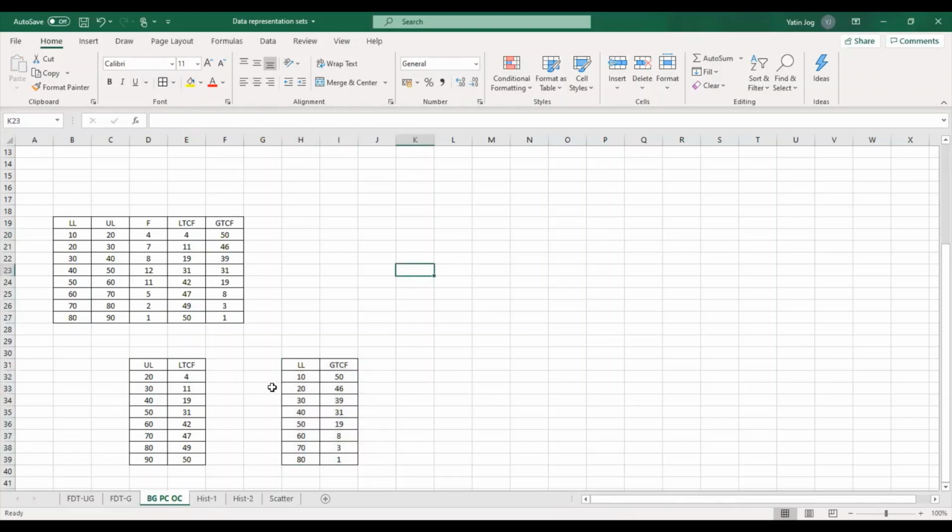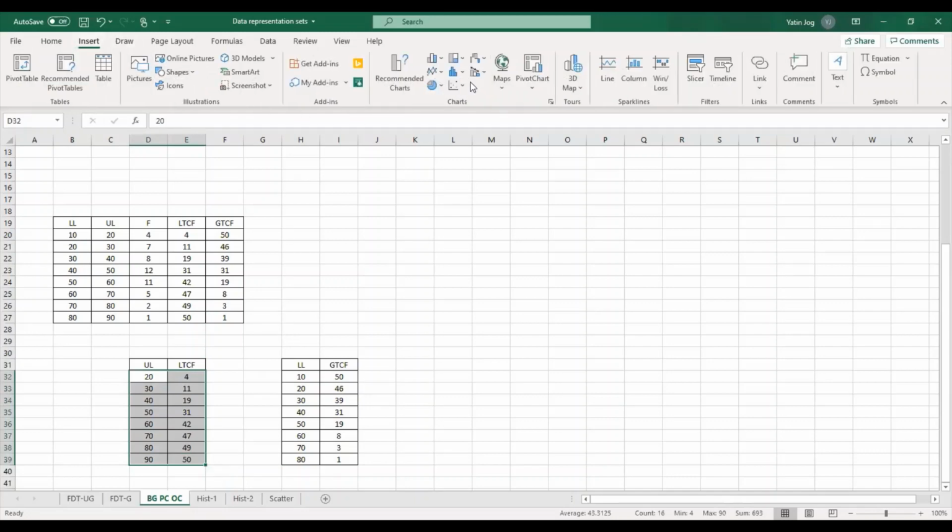So now I just have to draw the graph for these values. And what kind of graph do I have to draw? Ogive curves are line charts. That's why these are called curves. So these Ogive curves are types of line chart. I have to draw a line chart for this table and a line chart for the second table. So I'll select all the values of both the columns for less than cumulative frequency, go to Insert, and then go for a line chart, a simple line chart.